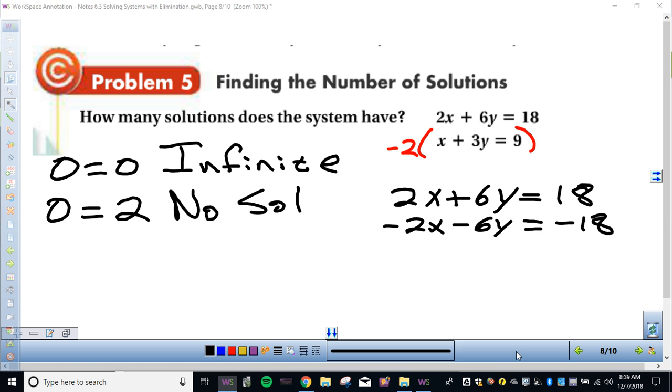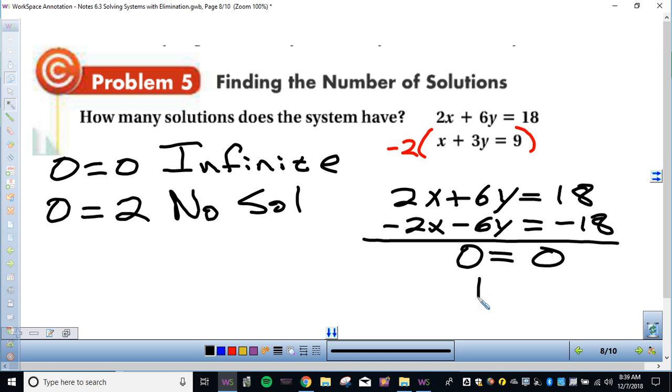What happens, Brooke? Yep. And what happens when you combine like terms? What do I get? 2 minus 2. Right? And what do I get here? 0 again. Equals 0. So how many solutions? Infinite. Good.